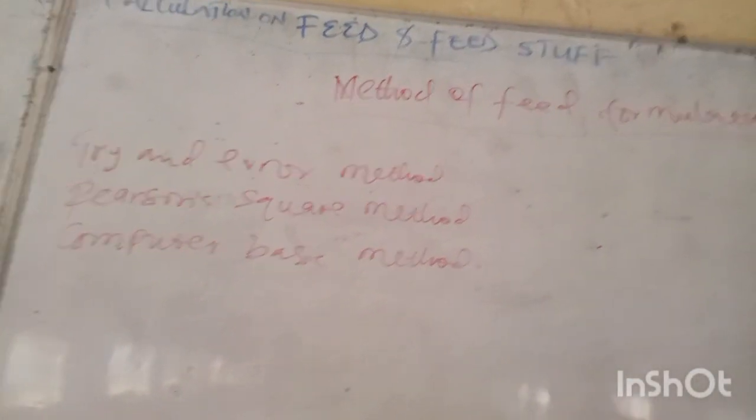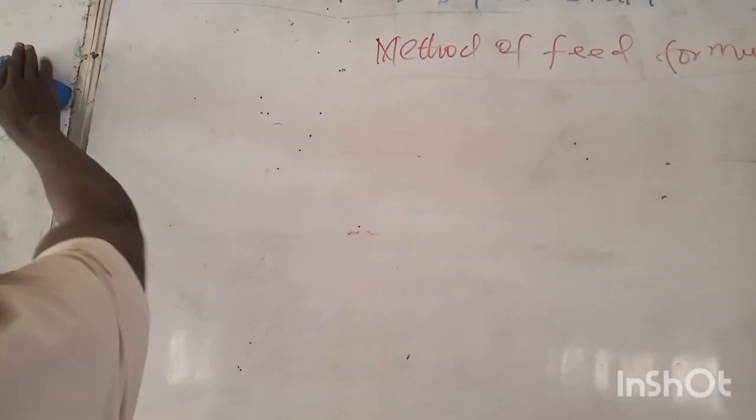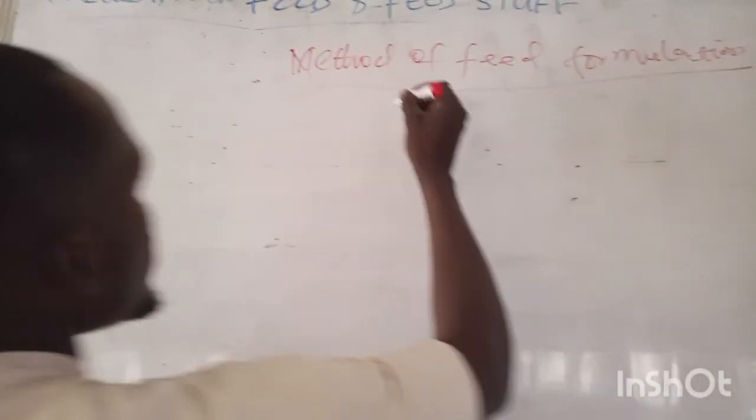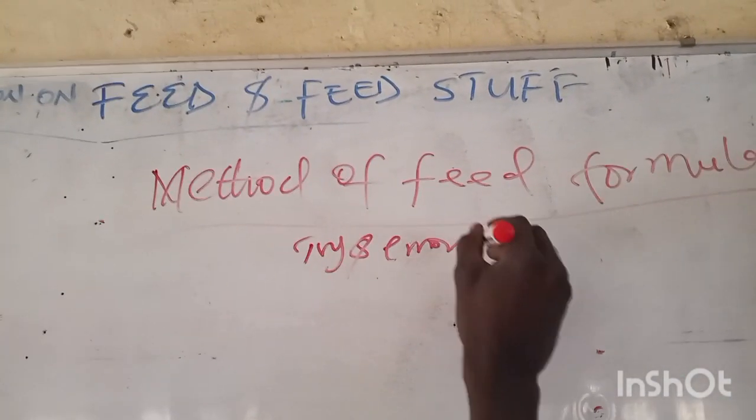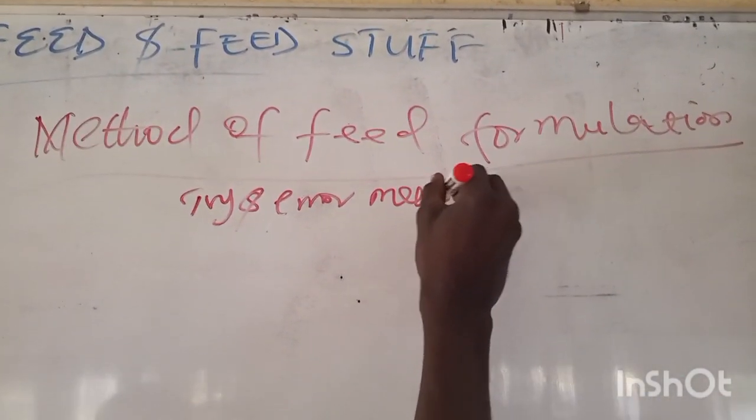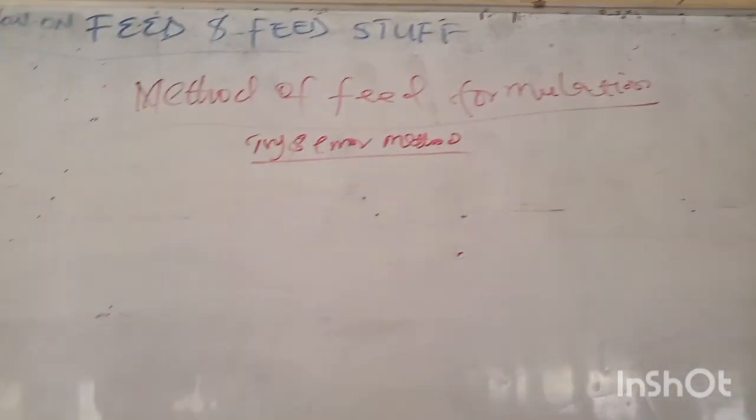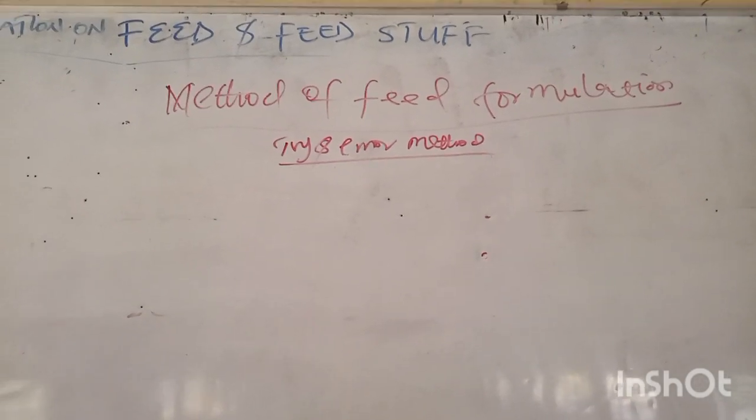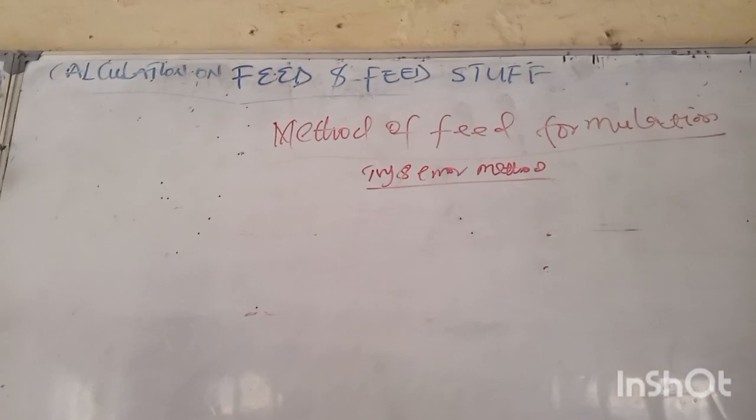So we have the try and error method. Now, under trial and error method, we have a formula. We have a particular question to calculate. Now, example 1.